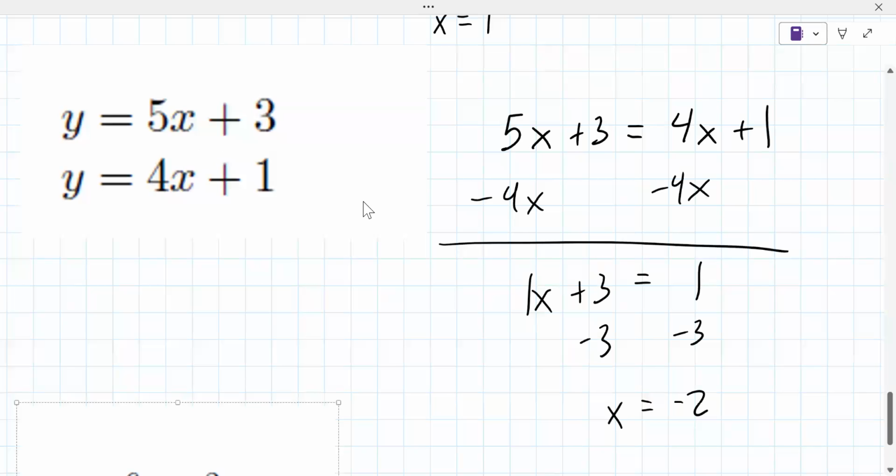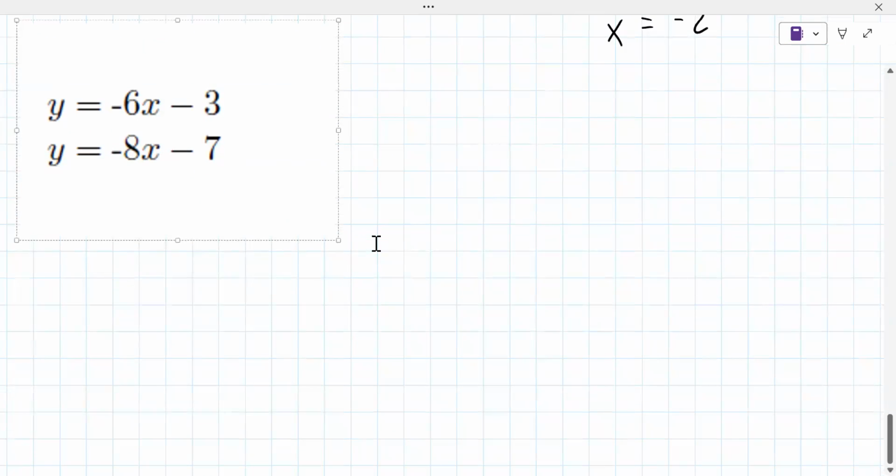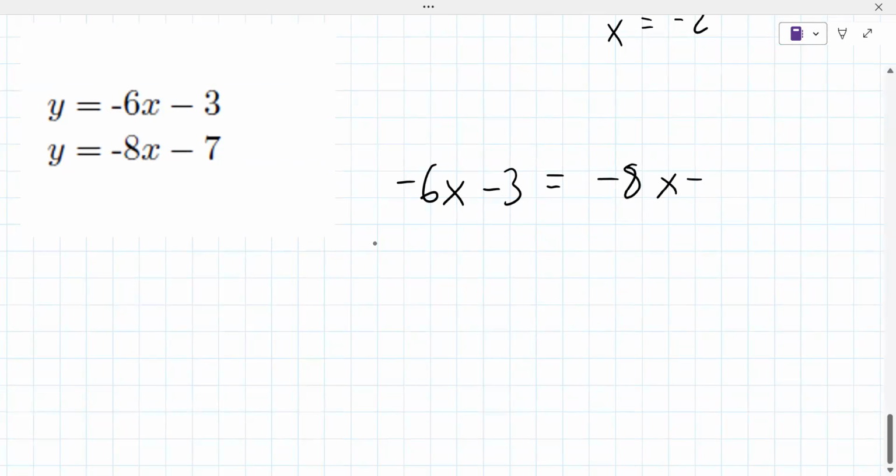All right, the other one. Right. So negative 6x minus 3 equals negative 8x minus 7. Okay, let's see. So the 6x is smaller, so you add 6 to both of them? The smaller one is minus 8x. Oh, minus 8x is further from 0. I forgot they were negatives. Let's see. So you subtract 8 from both of them.